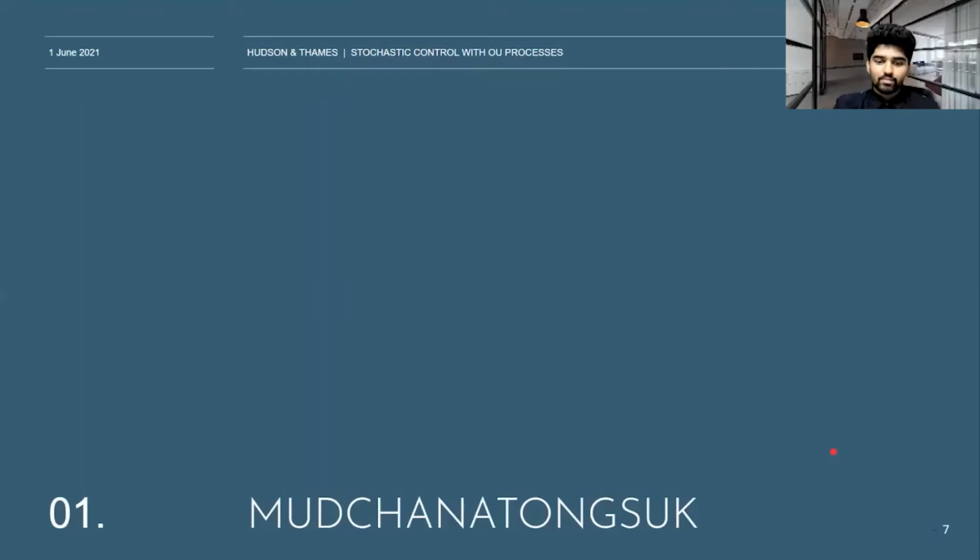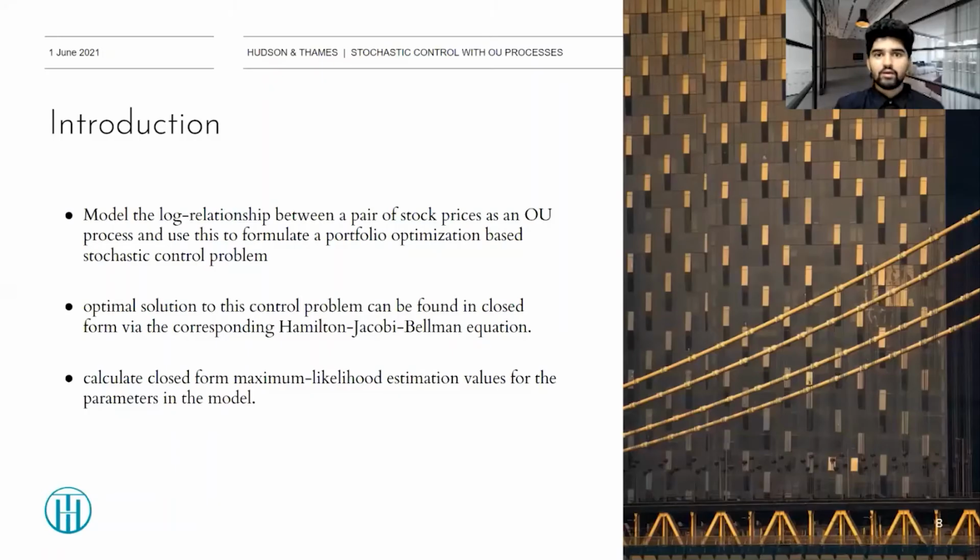So next, let's get into the first model, the Mudchanatongsuk model. In this model, the main aim is to model the log relationship between a pair of stock prices as an OU process and use this to formulate a portfolio optimization problem, which is based on stochastic control theory. The optimal solution to this control problem can be found in closed form via the corresponding HJB equation, also called the Hamilton-Jacobi-Bellman equation. This equation can be reduced to a PDE, a partial differential equation, which can be further simplified and solved analytically to get the optimal portfolio weights. And the parameters of the OU model, the three parameters that we have seen before, can be calculated using maximum likelihood estimation.